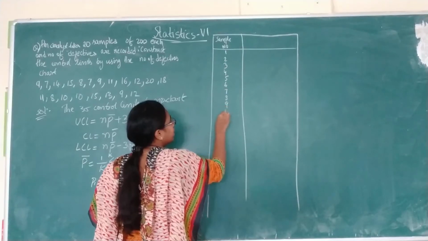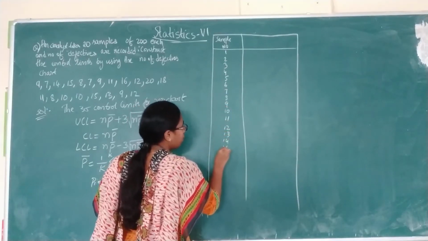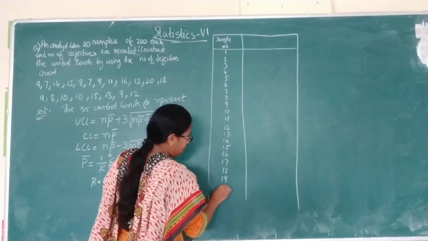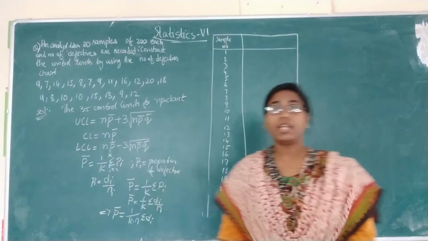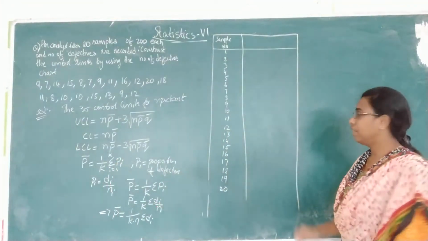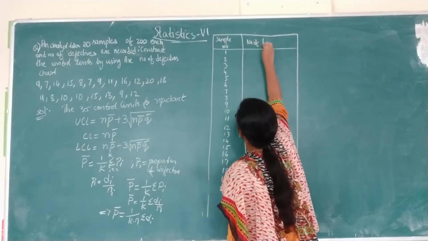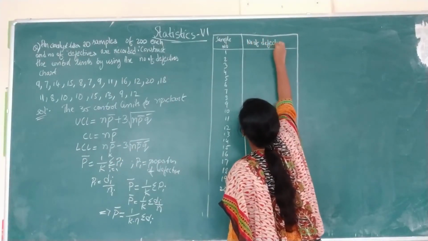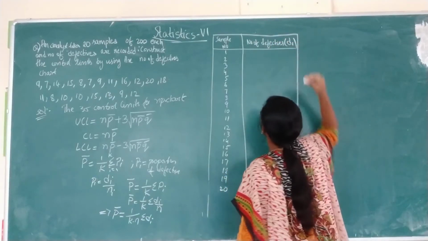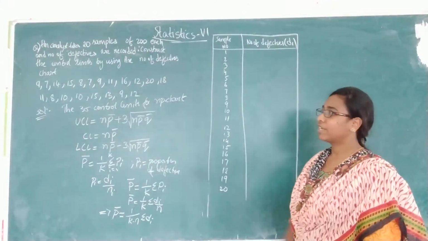8, 9, 10, 11, 12, 13, 14, 15, 16, 17, 18, 19 and 20. So after writing all the sample numbers, next you have to write the given defectives. So here the next column is number of defectives. So number of defectives gives the Di values. In the bracket you can write Di. Next, write all the defectives given.